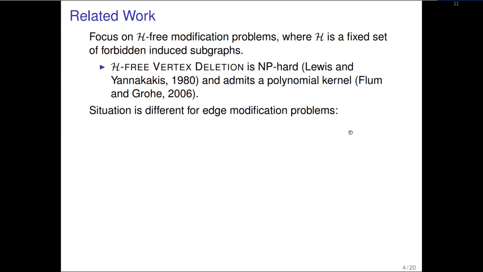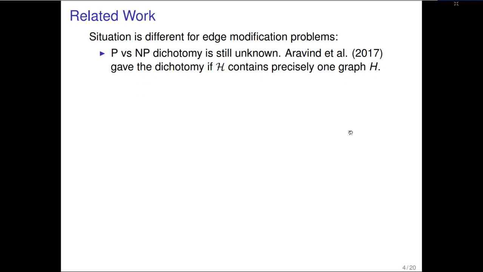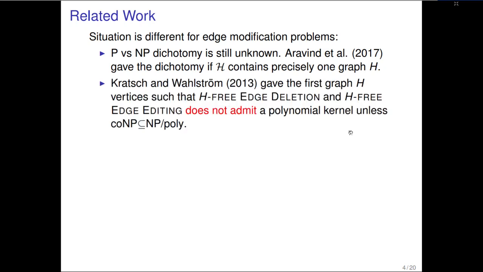The situation is much different for edge modification problems. Namely, the P versus NP dichotomy is still unknown, and Aravind et al. only recently gave a dichotomy in the case that H contains precisely one graph H. Kratsch and Wahlström in 2013 gave the first graph H, on actually 7 vertices, such that H-free edge deletion and H-free edge editing do not admit a polynomial kernel unless some standard complexity theoretic assumption in the area fails.